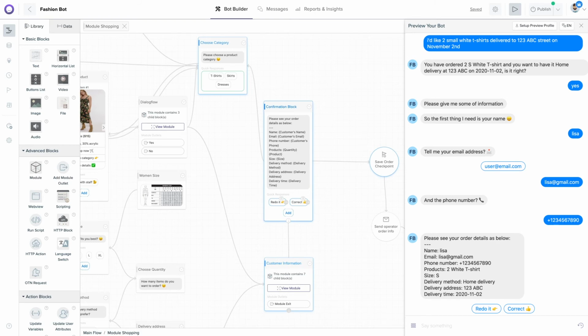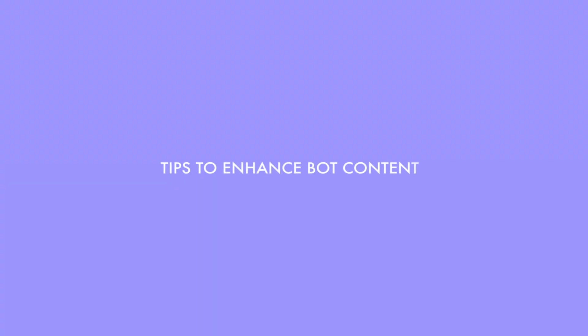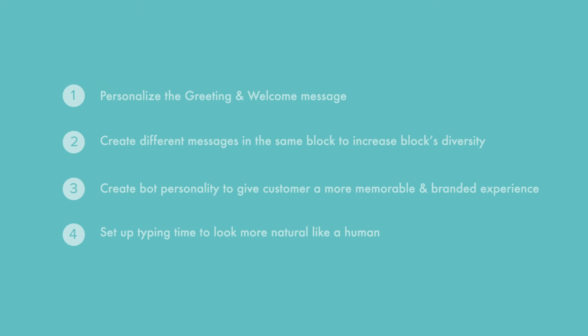After setting up all the features that can make your bot smarter, now we will make it more natural and attract customers more during the conversation. There are 4 tips that we will show you within this lesson. We will show you how to personalize the greeting and welcome message, create different messages in the same block to increase the block's diversity, create a personality for the bot to give the customer a more memorable and branded experience, and set up typing time to look more natural, like a human is chatting with you.